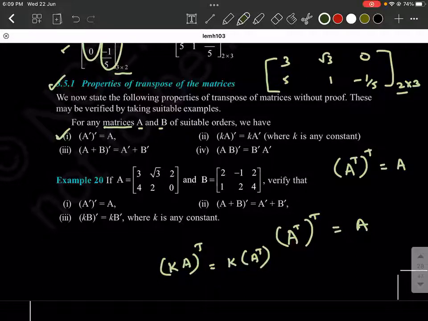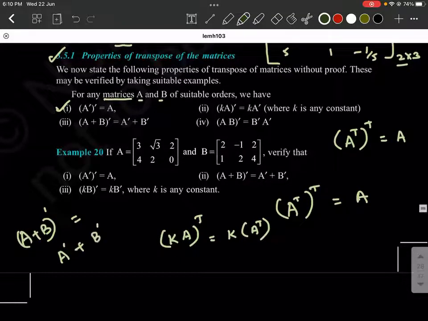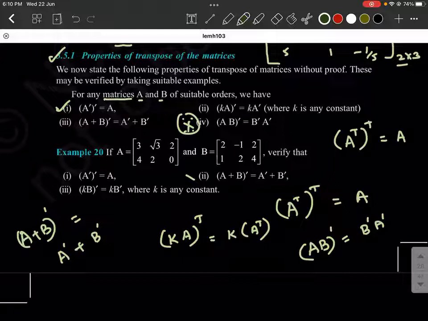Next is, if I take the sum of two matrices and find the transpose of it, that is the same as finding the transpose of A independently and adding it to the transpose of B independently. And the most important point you need to observe here is, if I have the product of two matrices and I find the transpose of it, that will be exactly equal to B transpose into A transpose. Any guess why it is happening? Let me see how many of you are able to think out of the box. Why are things getting swapped?